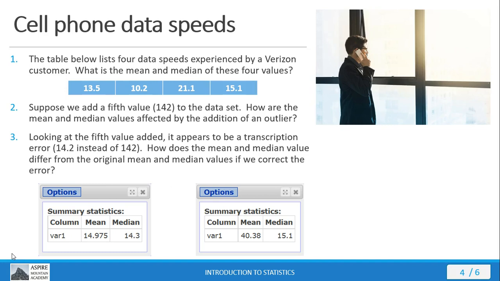So let's say you ask around and discover that the data value is a transcription error. It really should be 14.2 instead of 142. Now, how does this correction change the mean and median values of the data set? And yes, you need to pause the video here, go back into StatCrunch, and recalculate. I'll wait right here for you.